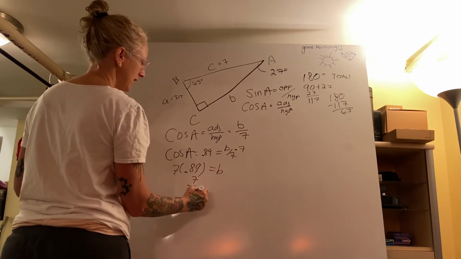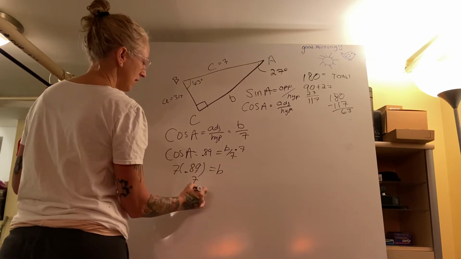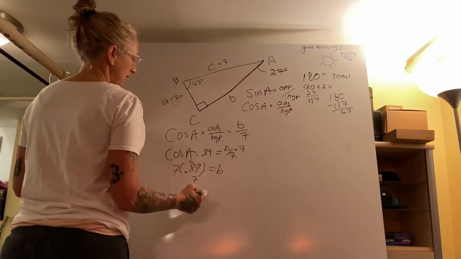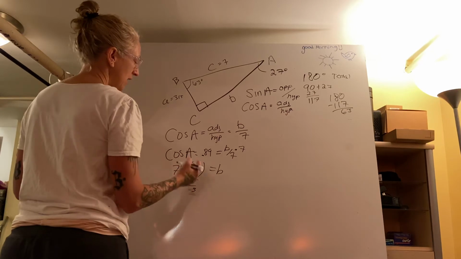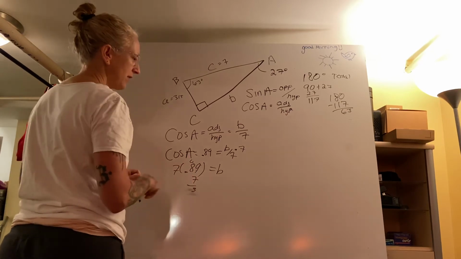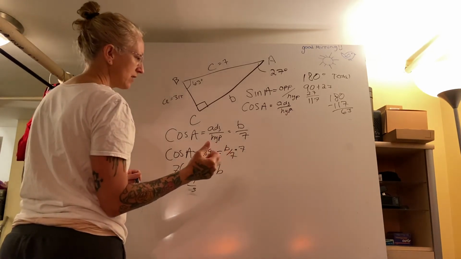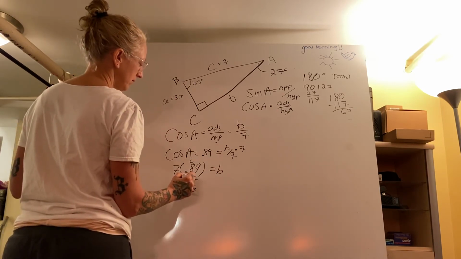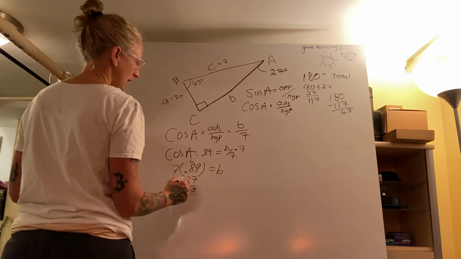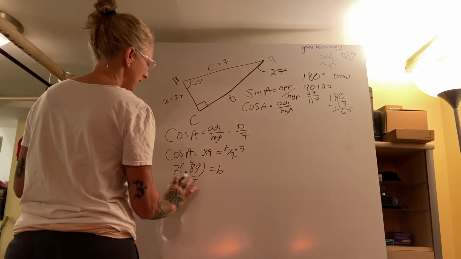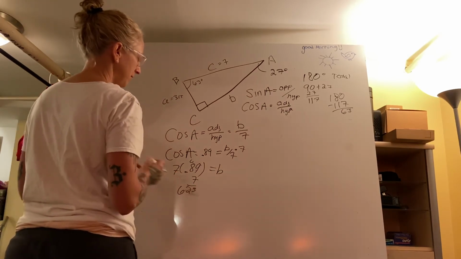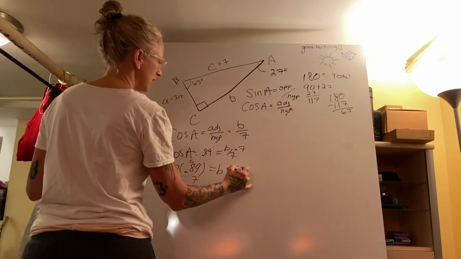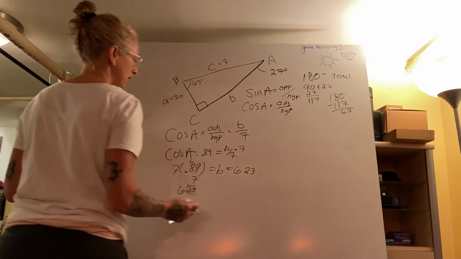9 times 7 is 63. 7 times 8 is 56. Plus 6 is 57, 58, 59, 60, 61, 62. Yay! So 6.23. That's it. So B equals 6.23.